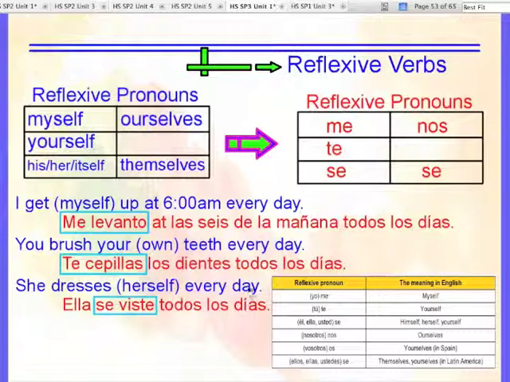She dresses herself every day. Third example, ella se viste todos los días. Viste, from the verb vestirse. So she dresses herself. Ella se viste todos los días. I want to bring a distinction between reflexive pronouns and subject pronouns. Subject pronouns are the pronouns who determine who is doing the action. The reflexive pronoun tells you who the action returns to. Okay? And with reflexive verbs, you are always going to have matching subject pronouns and reflexive pronouns.